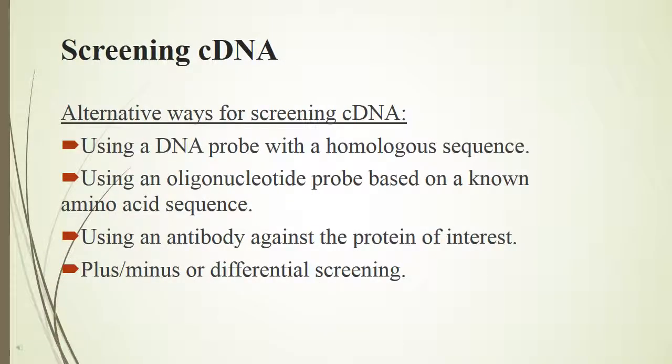There are alternative ways for screening cDNA. By using a DNA probe with a homologous sequence. By using an oligonucleotide probe based on a known amino acid sequence. By using an antibody against the protein of interest. And plus/minus, or differential screening.